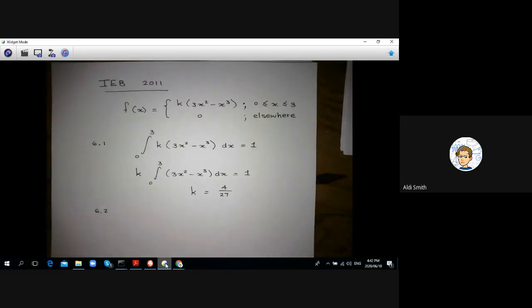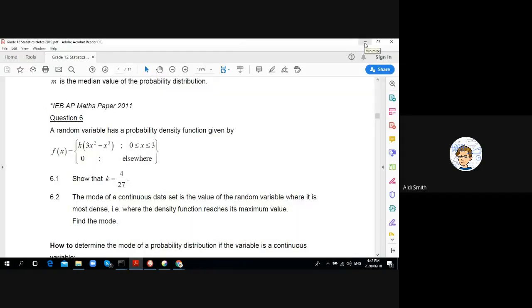So that means k is then equal to 4 over 27. Okay, not too bad. Now the next question then says, the mode of a continuous data set is the value of the random variable where it is the most dense. In other words, where does the density function reach a maximum value?